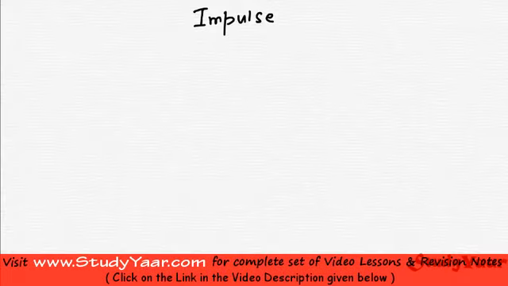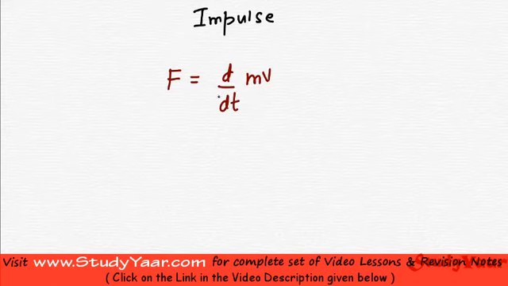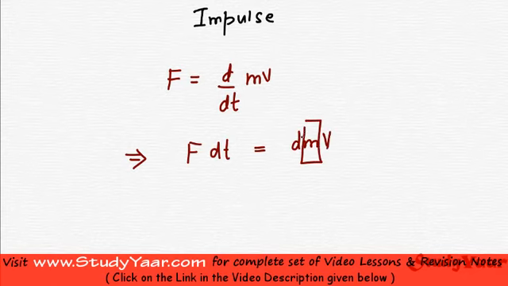Let's understand what is an impulse. We know that force is also defined as the rate of change of momentum, d by dt of momentum mv. I want to write this as F dt is equal to d(mv). My mass is a constant, by the way.